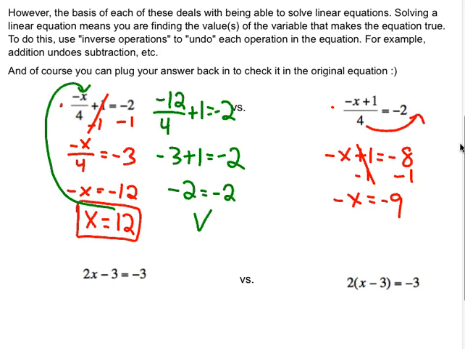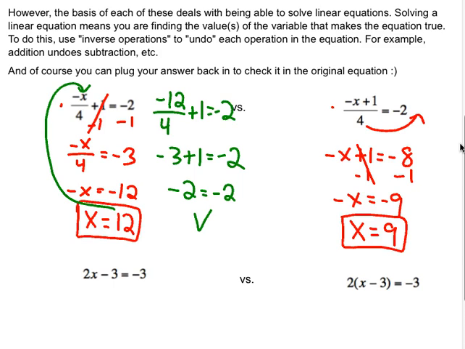And then just like before, I'm interested in x, not negative x. So I'm just going to think I can take off both of those signs. Or again, mathematically what's happening is I'm dividing both sides by negative 1 to remove those negatives. And I get x equals 9.